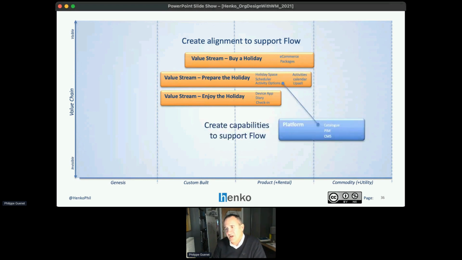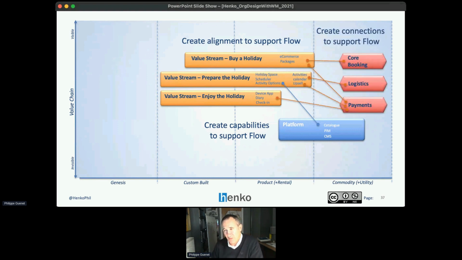And then you start identifying the capabilities to support the flow. And as I was saying, what actually fits the platform. In this case, catalog, PIM, CMS would be a real minimum platform. Because all the value streams actually use that, but you could also think, well, maybe there's a little bit more in there. Or sometimes actually the platform is not relevant and it becomes subsystem teams in the value streams. And then there were also back-end components. So the core booking, the logistics, the payments, are core components at the back. And here it's about creating those connections across teams to support the flow.